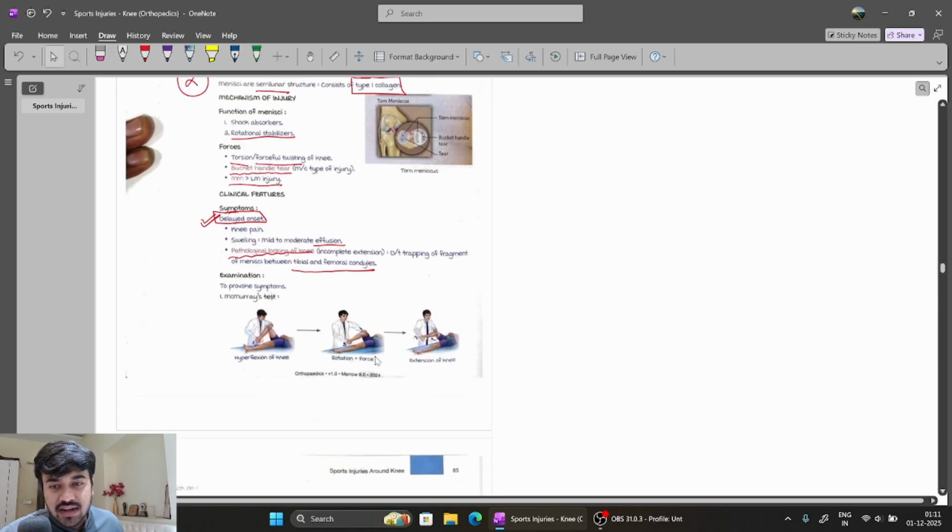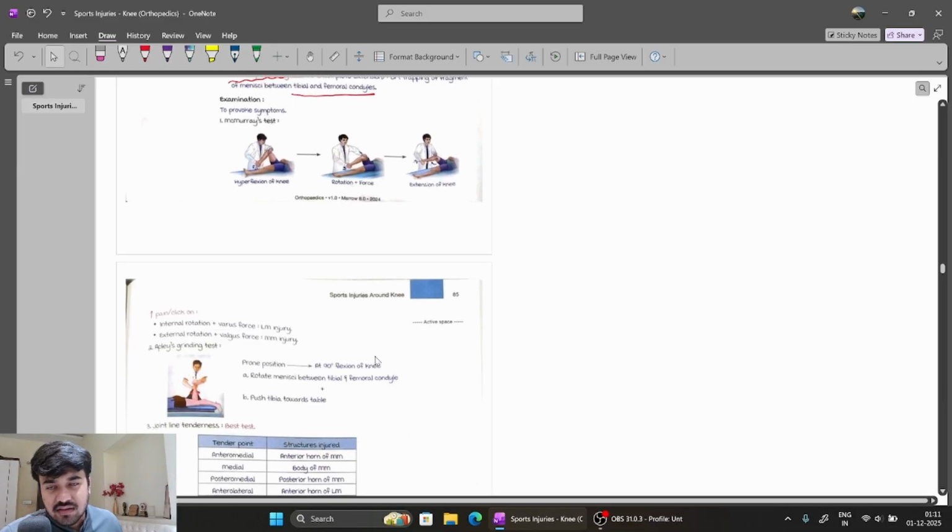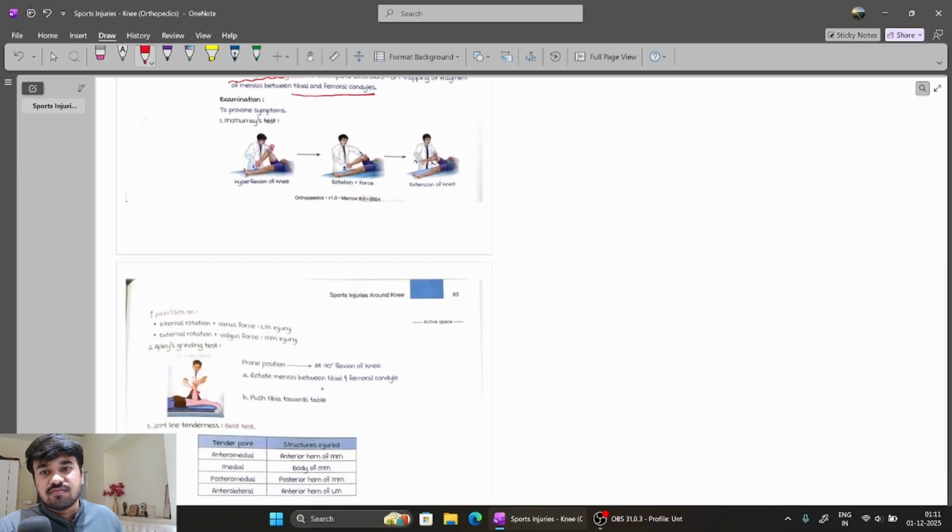Moving on to the clinical examination and the clinical tests. Right, this is the important part, right? This is where the questions are asked almost every year, right? So we have basically 4 or 5 tests here. First is the McMurray's test, right? McMurray's test. What we do here, the sequence is first we hyperflex the knee, then we perform the maneuver. The maneuver is essentially internal or external rotation plus valgus or varus force, and then finally we extend the knee back into the natural position, right?